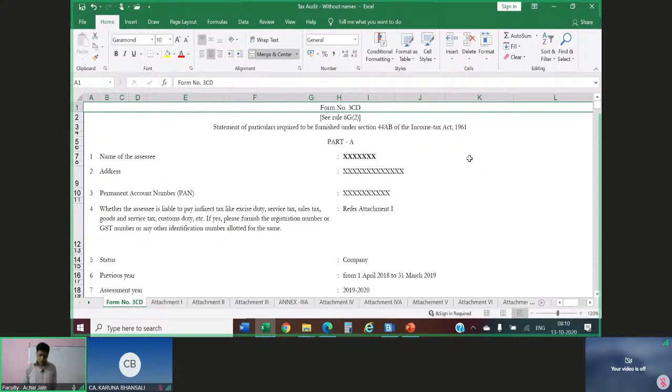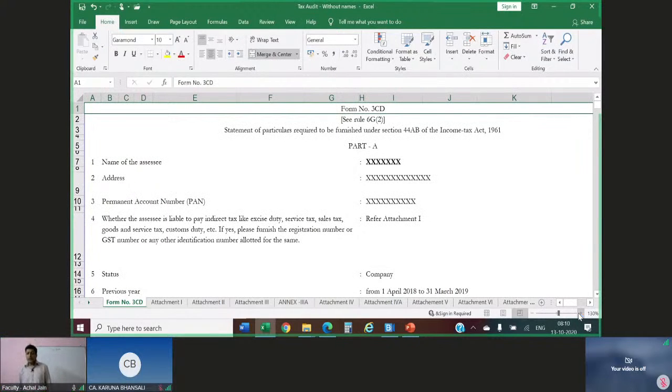The first particular talks about the name of the assessee, and I'm just hoping that this is visible to all of you. Now we'll start using these terms, assessee, previous year, because now we are using the language which will be used in income tax and not the language used in accounting terminology. Now who is an assessee? Assessee means the entity whose financial statements would have been prepared and whose form 3CD is now getting filled. So assessee means the reporting entity.